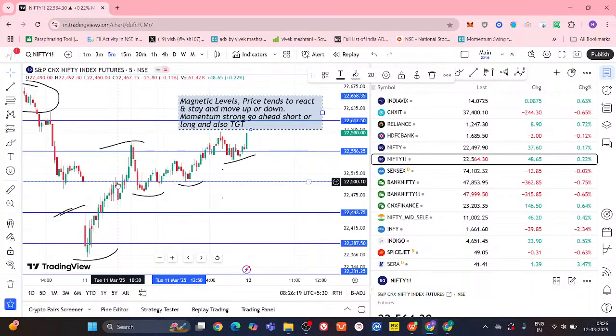So here, if I am long here, this is my profit booking. Again, if I'm long here, this is my profit booking. If I'm short here, this is my profit booking. So you can use it as a target, whichever way you want.